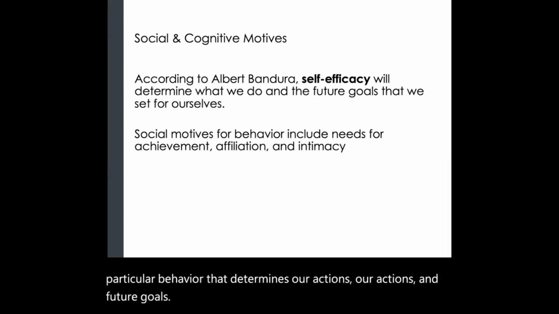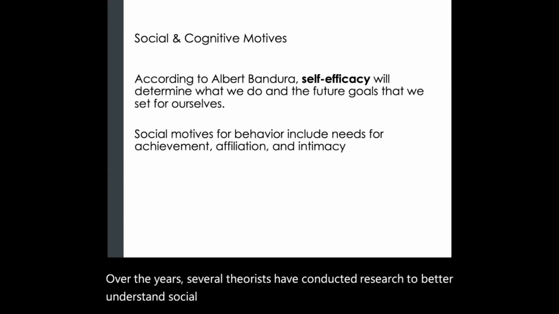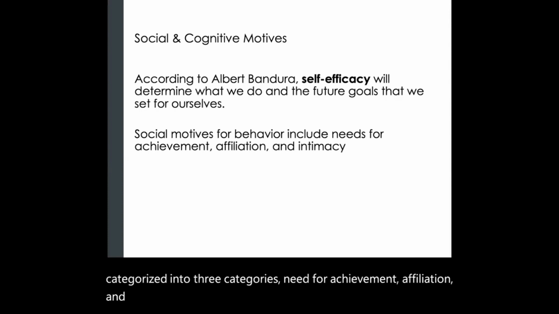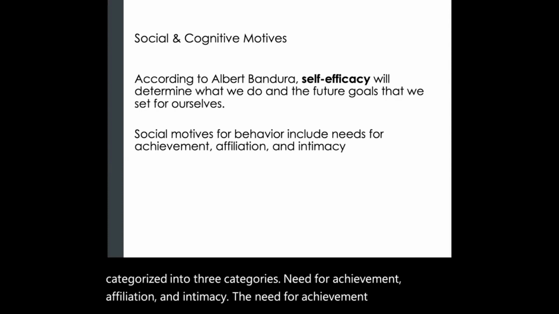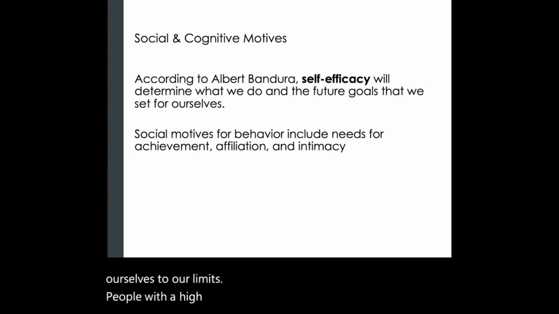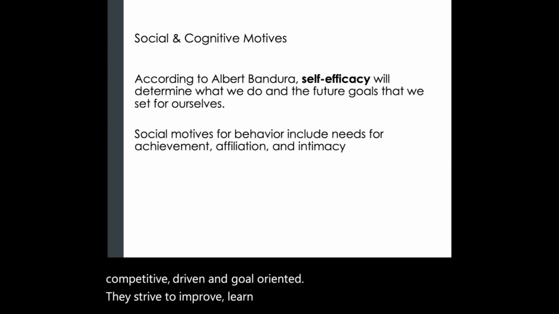Over the years, several theorists have conducted research to better understand social motives. These social motives have been categorized into 3 categories: need for achievement, affiliation, and intimacy. The need for achievement is a fundamental human need that drives us to attain success and accomplishment. It is the desire to overcome challenges, accomplish goals, and push ourselves to our limits. People with a high need for achievement are often highly competitive, driven, and goal-oriented. They strive to improve, learn, and grow in their personal and professional lives.